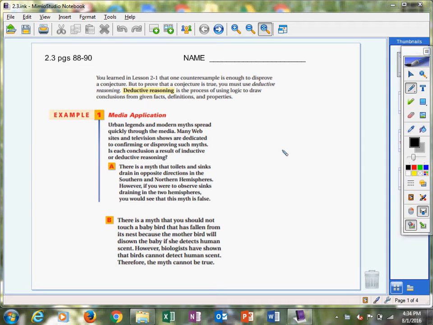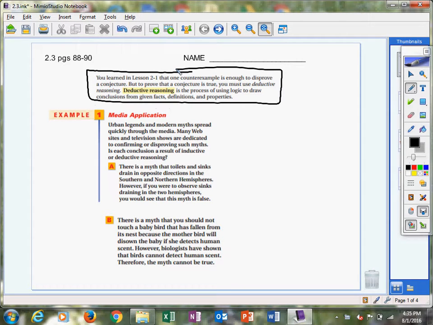Students, we're going to talk about more reasoning. I'm sure you're kind of over that from the last section we did. Section 2-3, let's look at example 1, and what they're trying to teach us here is another type of reasoning, which is called deductive reasoning. So I'm going to outline that so you can see that.